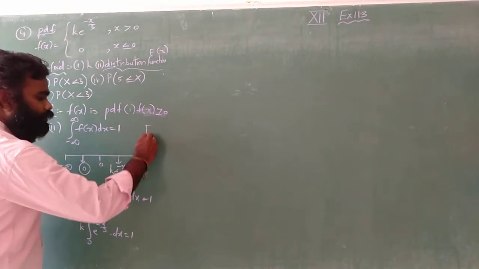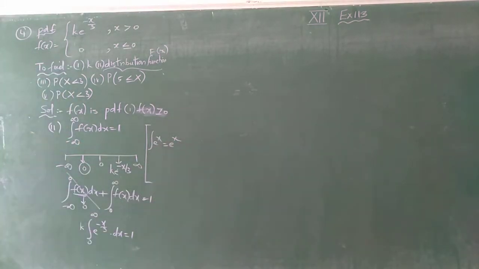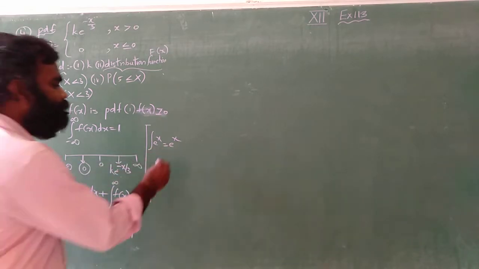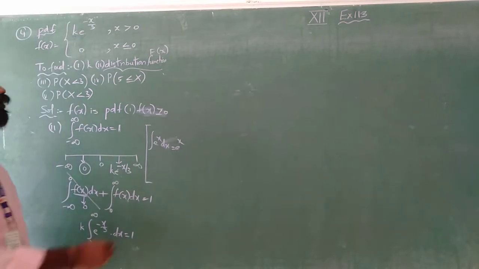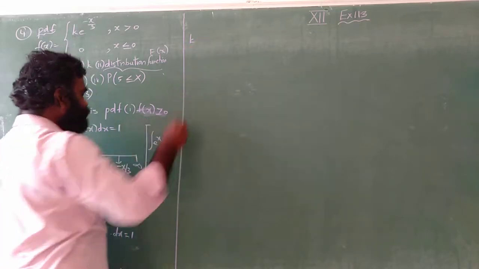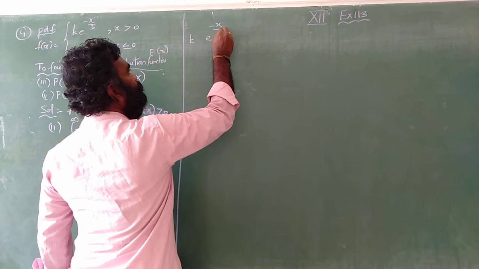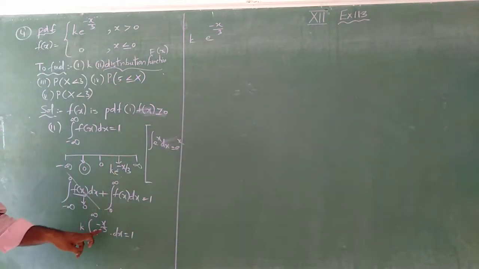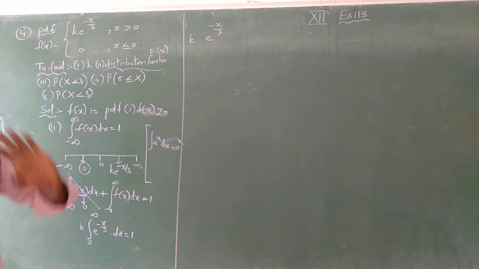We know the integration: the integral of e power x dx is once again e power x. Listen carefully, you need to study this carefully. The same format applies here, where k is a constant. The integration of e power minus x by 3 is e power minus x by 3.